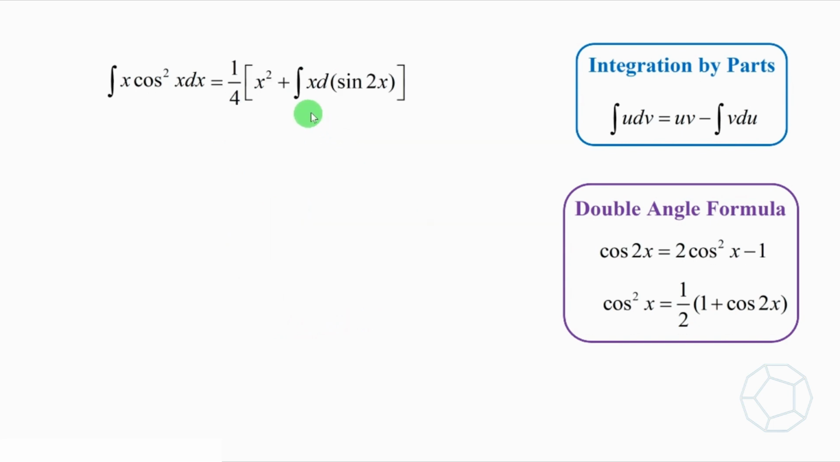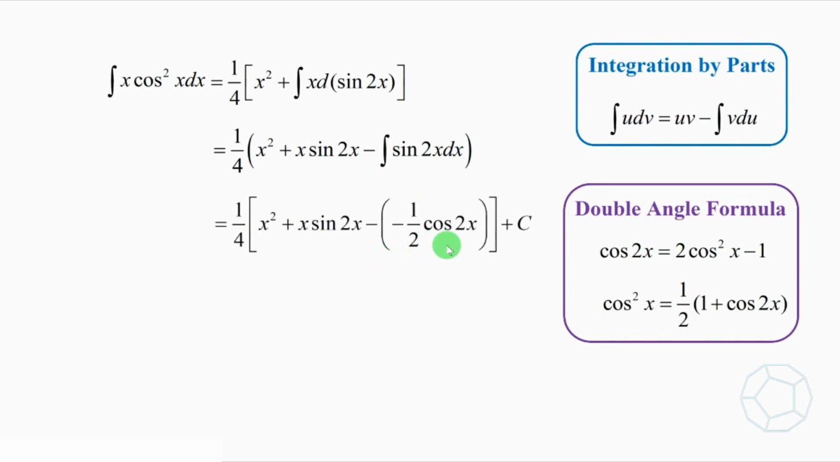Now, we can compare it with the formula of integration by parts. u is equal to x and v is equal to sine 2x. Then the first term is the product x times sine 2x. The second term is the integral by swapping u and v, which is integrate sine 2x dx. It can be evaluated easily. It is negative 1 over 2 cosine 2x. Therefore, the answer is 1 over 4 times bracket x squared plus x sine 2x plus 1 over 2 cosine 2x plus C.